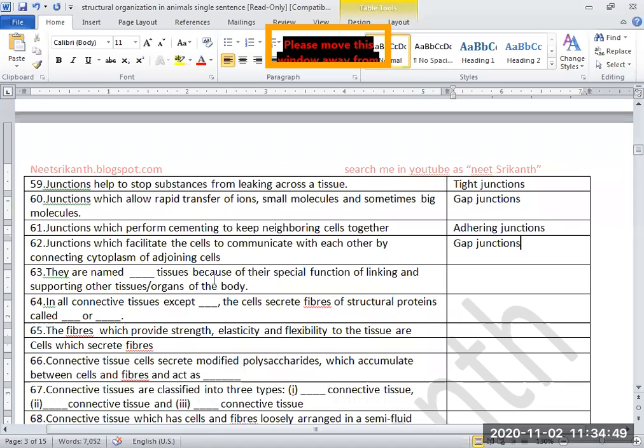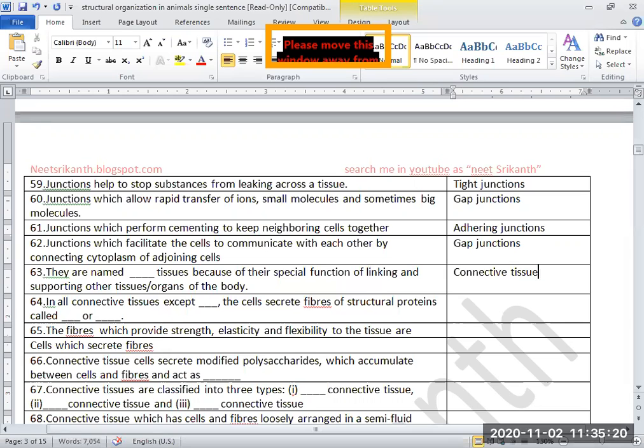Which tissue is named as such because of its special function of linking and supporting other tissues or organs of the body? We have four options: epithelial, connective, muscular, and nervous. Connective tissue. Very good.